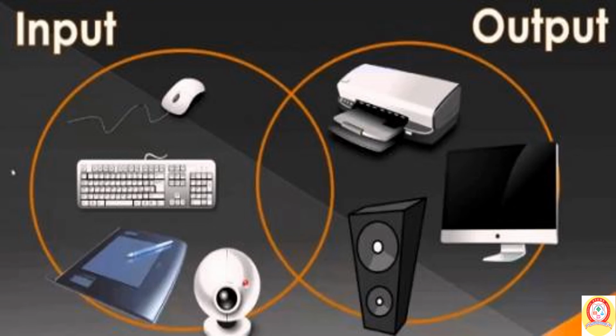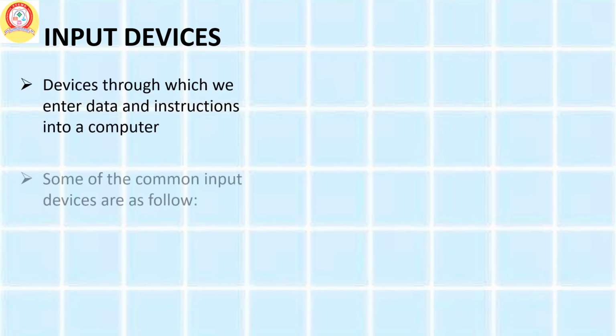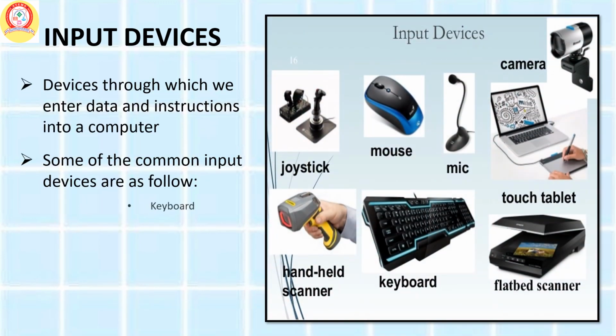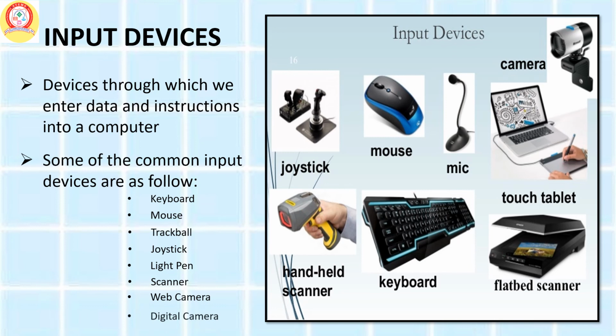Now, children, let's study about various input and output devices in detail. Let's start with the input devices first. Input devices. The devices through which we enter data and instructions into a computer are called input devices. Some of the common input devices are keyboard, mouse, trackball, joystick, light pen, scanner, web camera, digital camera, and microphone.